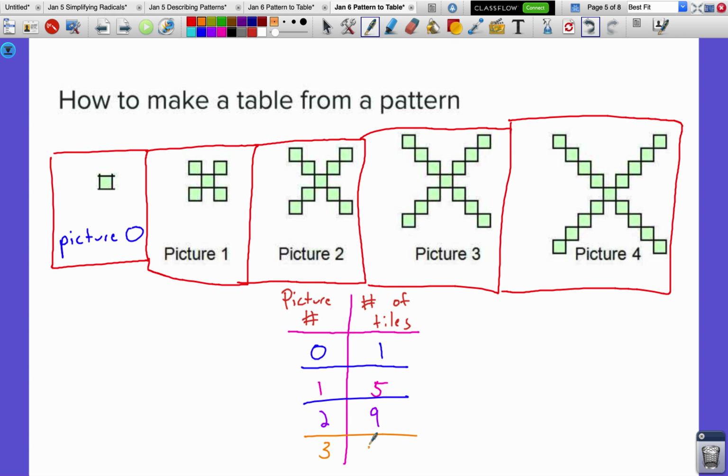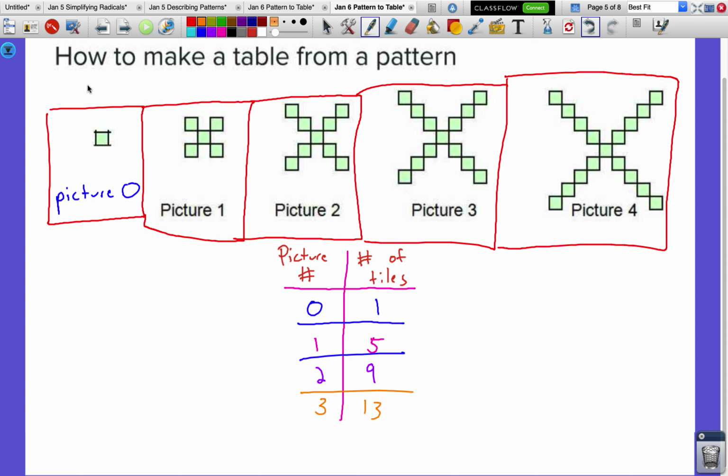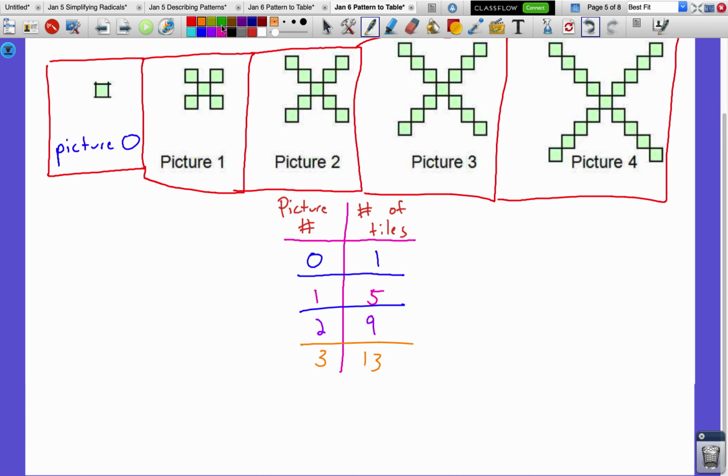So picture 3 should have 13. We can count them up to double check. It should work out. And picture 4 should have 17. Alright, we can count them up to double check. Now we haven't even drawn picture 5, but we can use that pattern to figure out that if we were to draw picture 5, it would probably have 21 tiles in it.